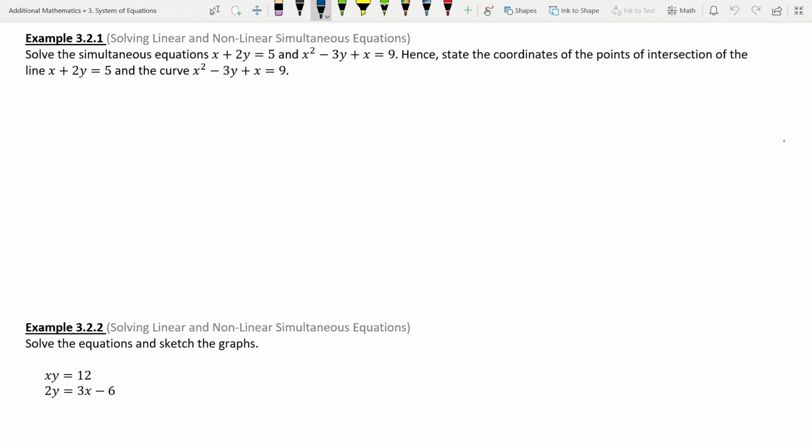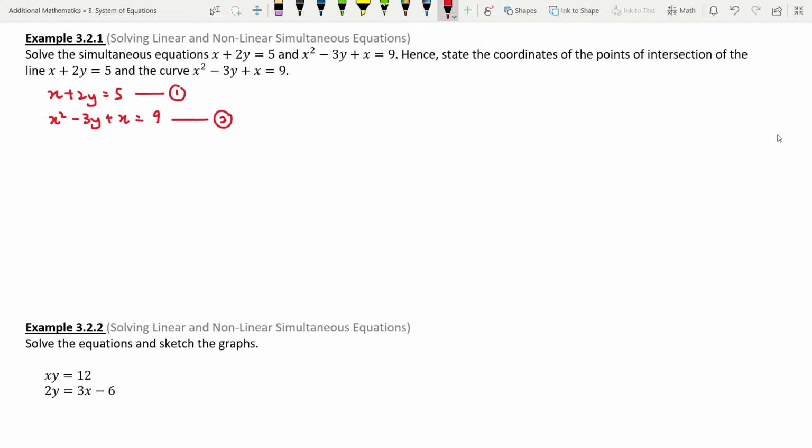We are given two equations. The first equation, x + 2y = 5, we let it be equation 1. And the second equation, x² − 3y + x = 9, we let it be equation number 2.